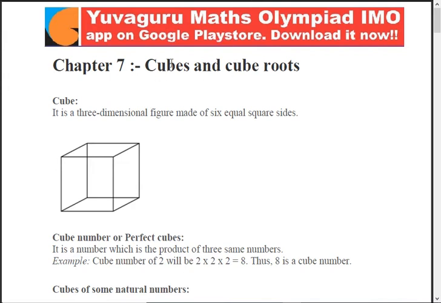If you bring the third, suppose let's say 27, if you divide it into 3 into 3 into 3, then 3 is the cube root of that number. So cube is a 3-dimensional figure of 6 equal square sides. Now this is very important. 6 equal square sides, all the sides are equal, means basically all are squares, and there are 6: 1, 2, 3, 4, 5 and 6.